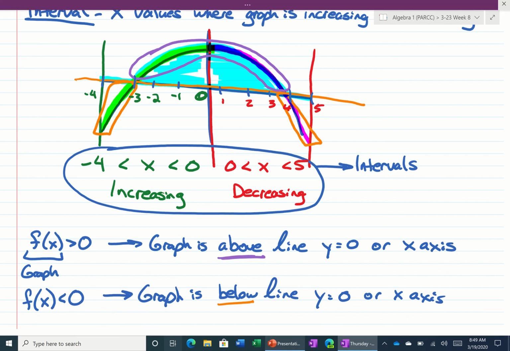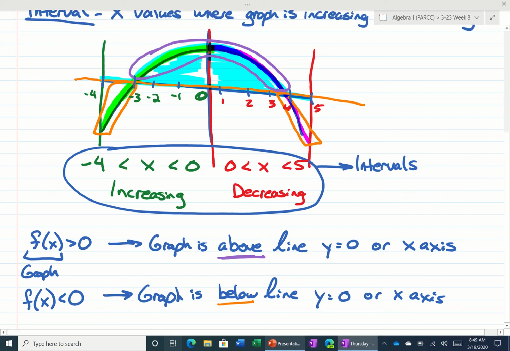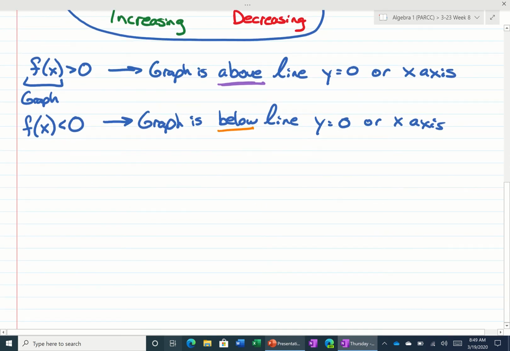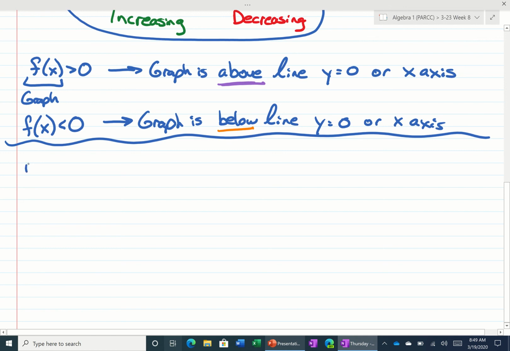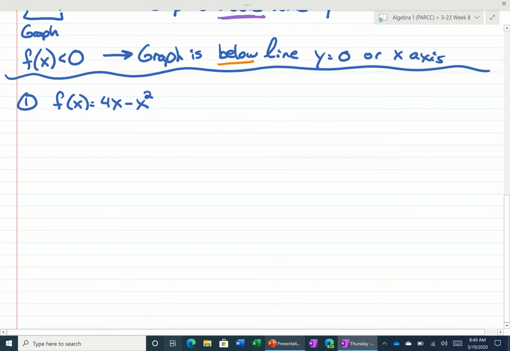So let's take a look at the first example. First example says, we have a graph f of x is equal to 4x minus x squared. So it's just going to take me a little while to draw this. So while I'm drawing this, maybe you could look at the graph and try to come up with an answer yourself.